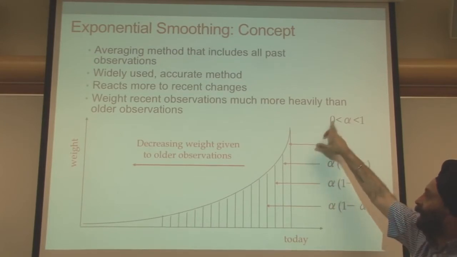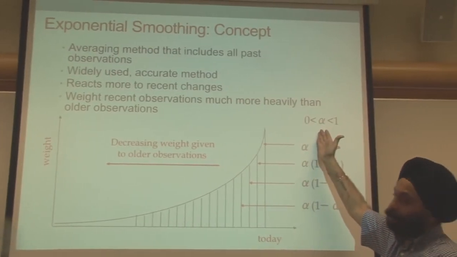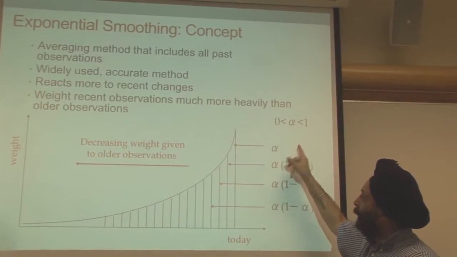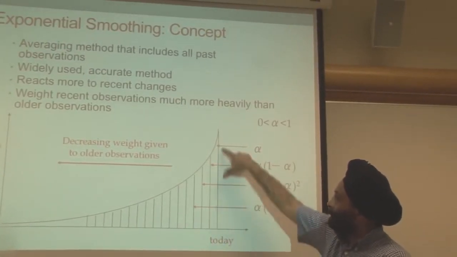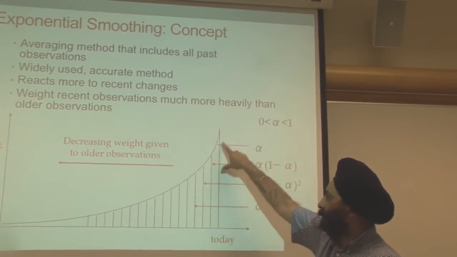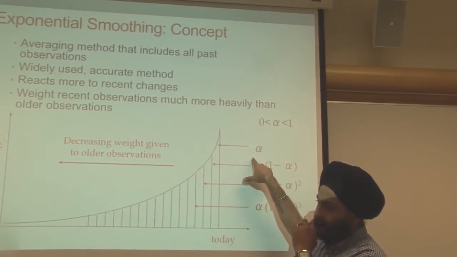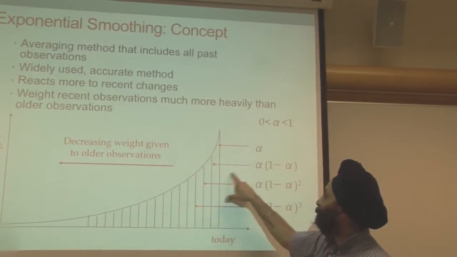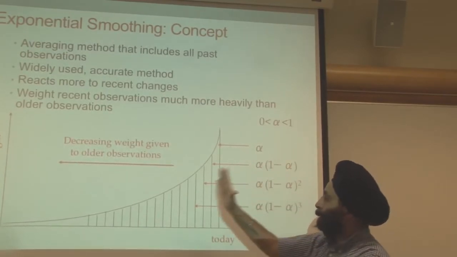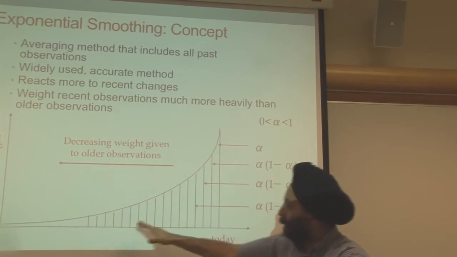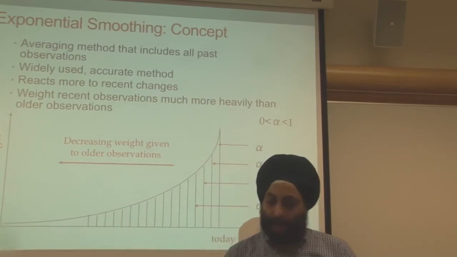The weights are between 0 and 1, with alpha as the parameter. So you notice that today's observation, the most recent data, is weighted at alpha. The next most recent is weighted at alpha times 1 minus alpha, and then it keeps going into the past, all the way to the very first data point that you had.